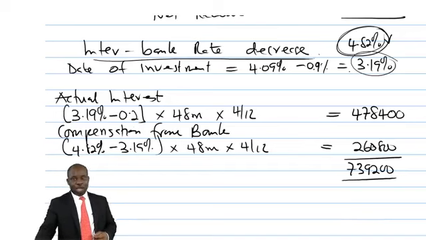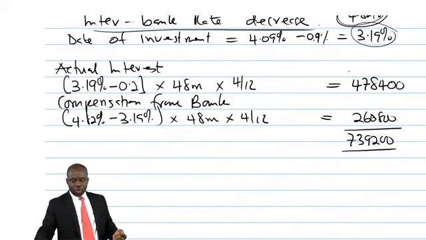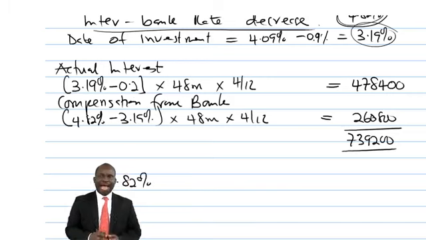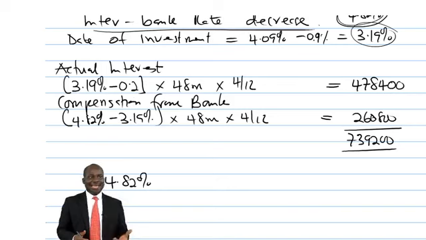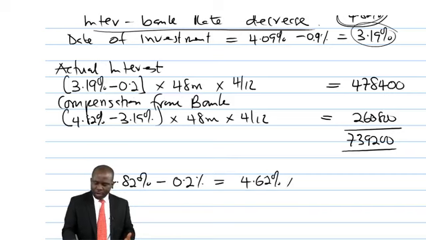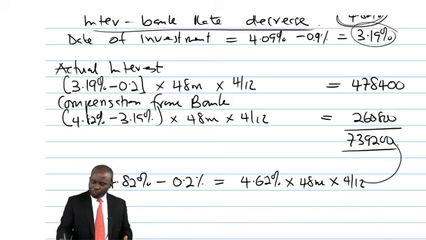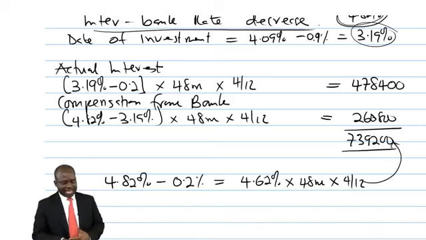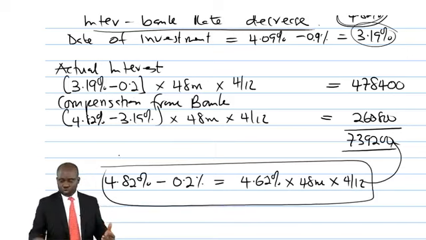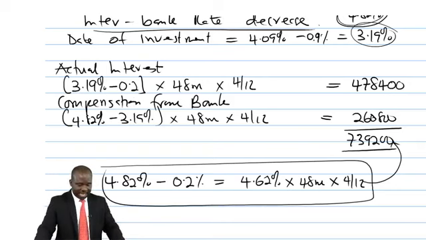The fastest way, which ACCA doesn't want you to do, would have been to fix it at 4.82%, but I don't get the interbank rate. I get the interbank rate less the 20 basis points. So that would have been 4.62%. Multiplied by 48 million, multiplied by 4 over 12 will bring you the figure that you get as the net. So this is the simplest way of doing that, but ACCA wants you to show the outcome. So this is basically the case.